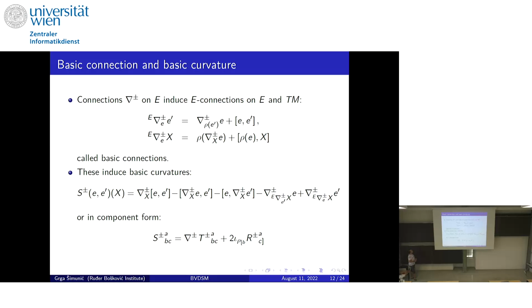And finally, the thing that we really need, that has the real importance for the BV, is the basic curvature S plus minus that is defined in this way. So this is not the regular definition of the curvature for these connections, but it is related to them. The first part is something that when projected with rho would give a curvature of the basic connection. And then the last two parts are here in order to make this object a tensor. And in component form, when calculated for the special case we have, we can express this S plus minus in terms of torsion and regular curvature.